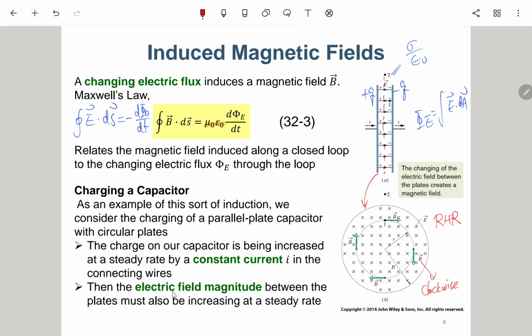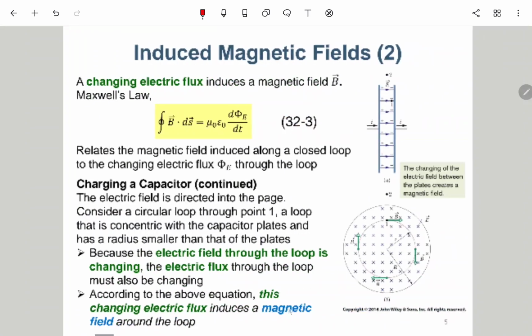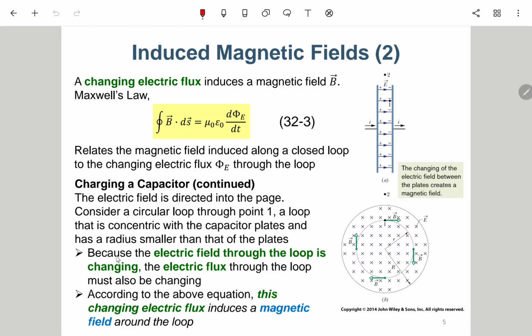So then the electric field magnitude between the plates must also be increasing at a steady rate. And then because the electric field through the loop is changing, the electric flux through the loop must also be changing. So according to the above equation, this changing electric flux induces a magnetic field around the loop. So this is just what I've mentioned.